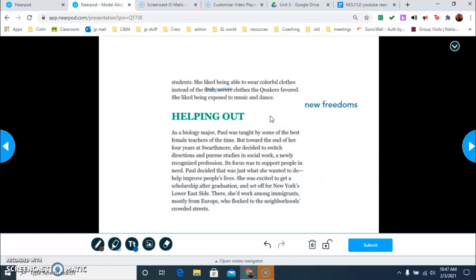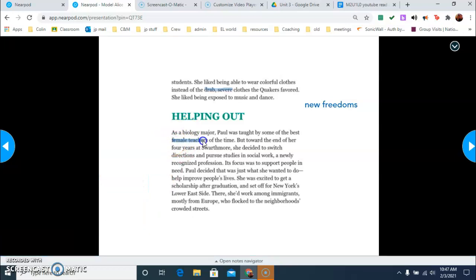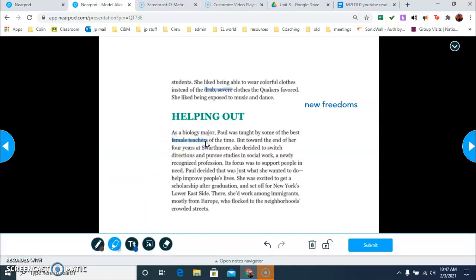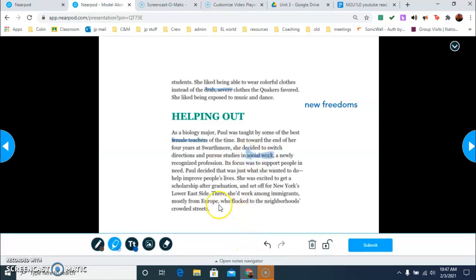As a biology major, Paul was taught by some of the best female teachers of the time. That is also pretty rare in 1900. But toward the end of her 4 years at Swarthmore, she decided to switch directions and pursue studies in social work, a newly recognized profession. Its focus was to support people in need. Paul decided that that was just what she wanted to do, help improve people's lives.